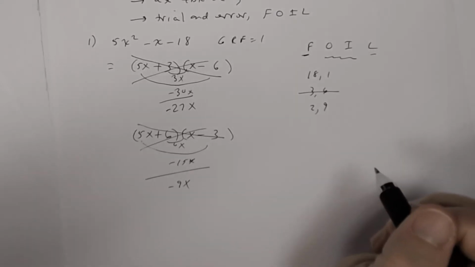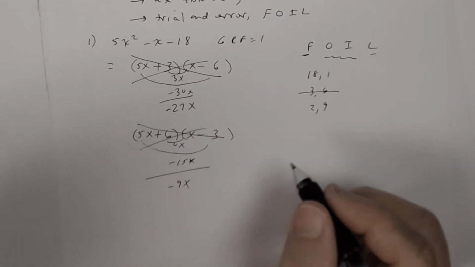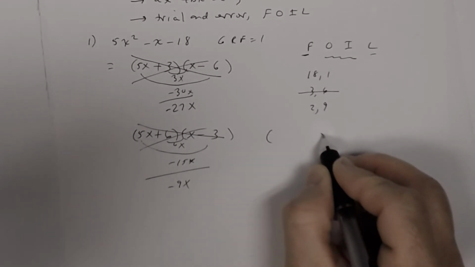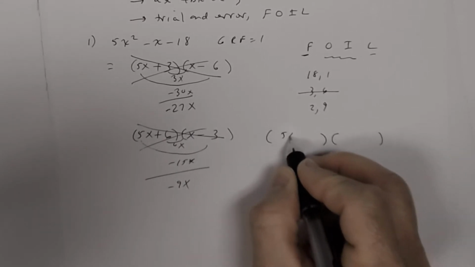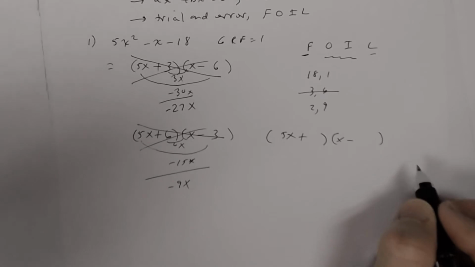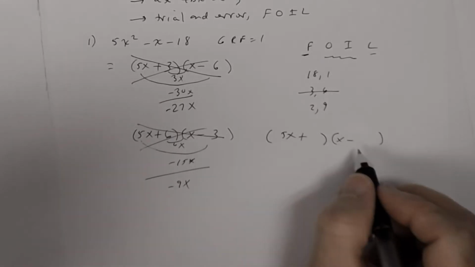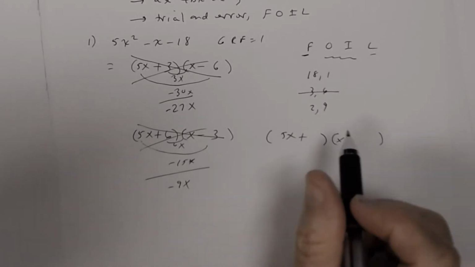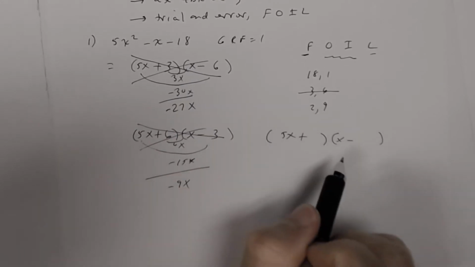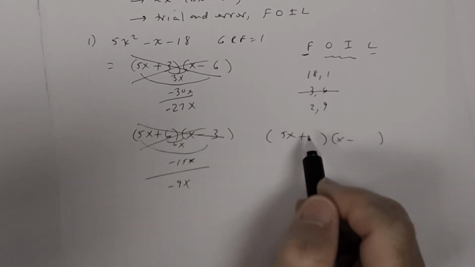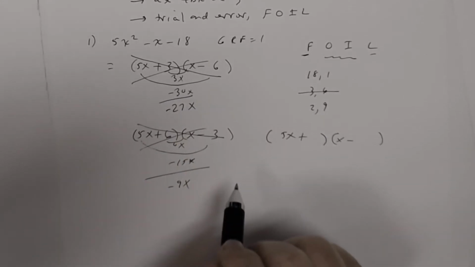So let's look at 2 and 9 then. So you see trial and error. Let's look at 2 and 9. So let's go ahead and, again, 5x and x, plus minus. And I know the signs are different. Why do I know the signs are different? Because this last sign's negative. The only way to get a negative 18 is for one to be positive, the other to be negative.